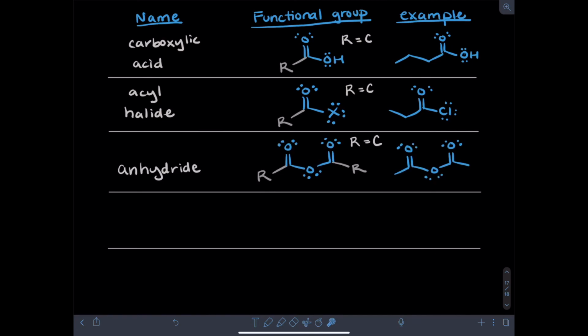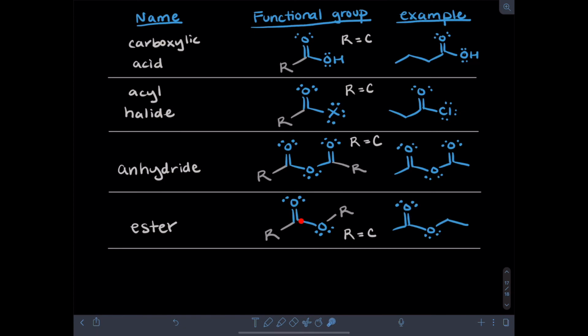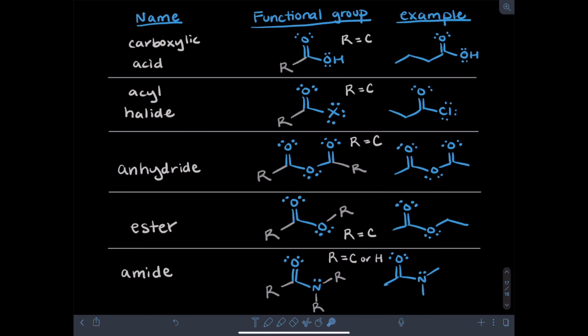An anhydride is a functional group where you have two carbon-oxygen double bonds with an oxygen in the middle. An ester is sort of like a carboxylic acid in the sense that you have a carbon-oxygen double bond attached to an oxygen, but instead of a hydrogen, the oxygen is attached to another carbon group. And last is what's known as an amide. Here you have a carbon-oxygen double bond where the carbon is attached to a nitrogen.